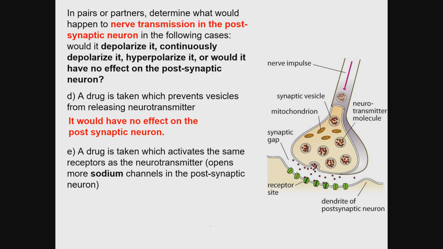A drug is taken which activates the same receptors as the neurotransmitter, so opens more sodium channels in the postsynaptic neuron. If sodium channels in the postsynaptic neuron open, that means sodium will rush in, causing depolarization of the postsynaptic neuron. Another thing that would happen in the neuron is that it would remove some of the receptors because it would be overstimulated.